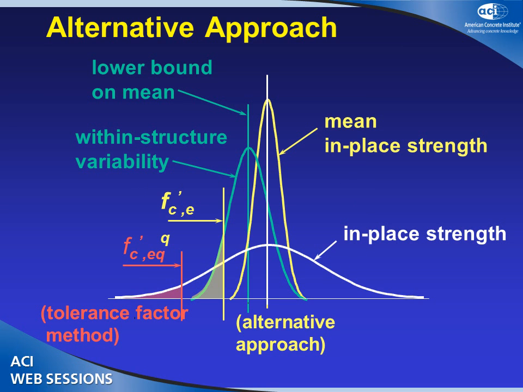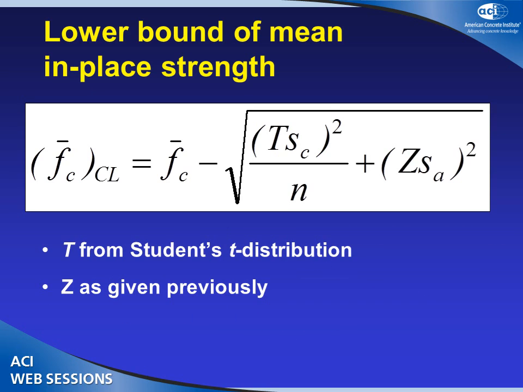So the alternate approach says there's a lot of scatter. And so let's calculate the mean in-place strength. Let's calculate a lower bound on the mean in-place strength. Let's think about the typical within structure variability. And based on all that, let's then calculate an equivalent fractile. And for practical cases, you get a higher equivalent in-place strength using the alternative approach compared to the tolerance factor method. Lower bound of the mean in-place strength.